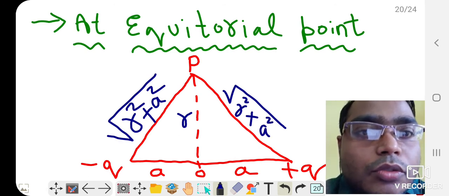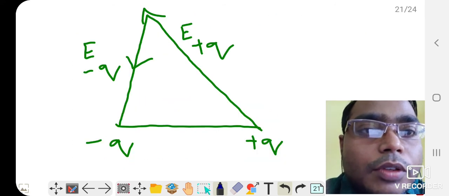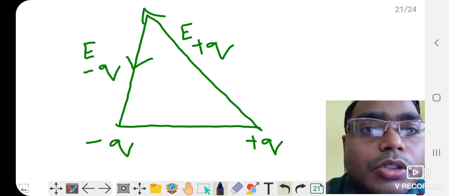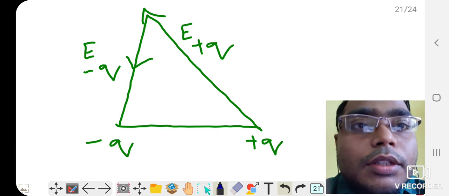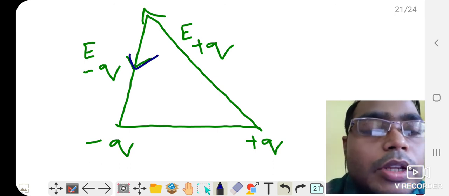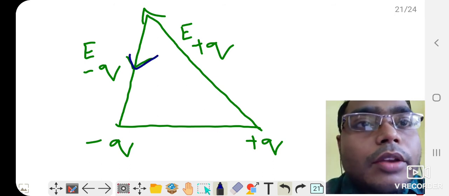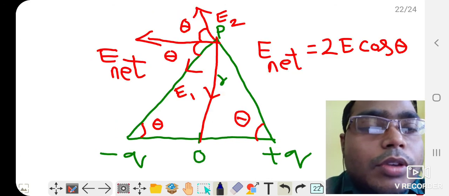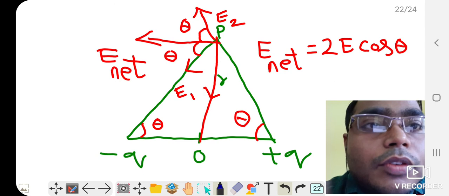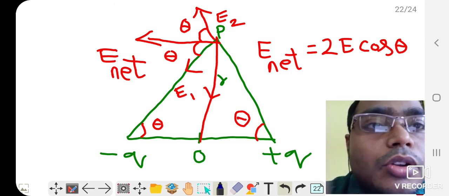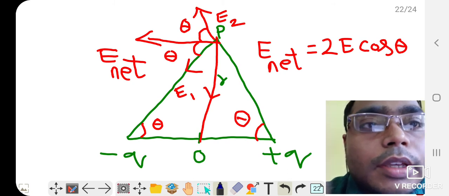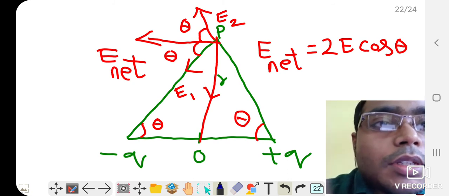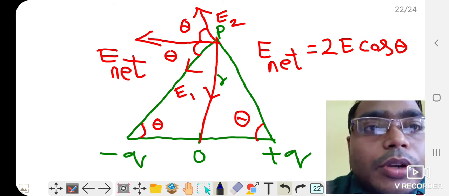So now let us try to find out the direction of the electric field. So you can see that minus q charge will apply the electric field in this direction, and similarly plus q charge will apply the electric field in this direction, right. So then you can see that we have resolved the electric field into two components. So you can see that the vertical component of both the electric fields will get cancelled out because they are opposite in direction. So which component will be left?